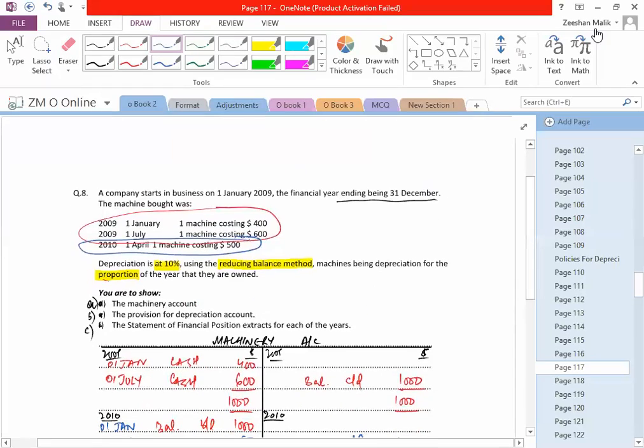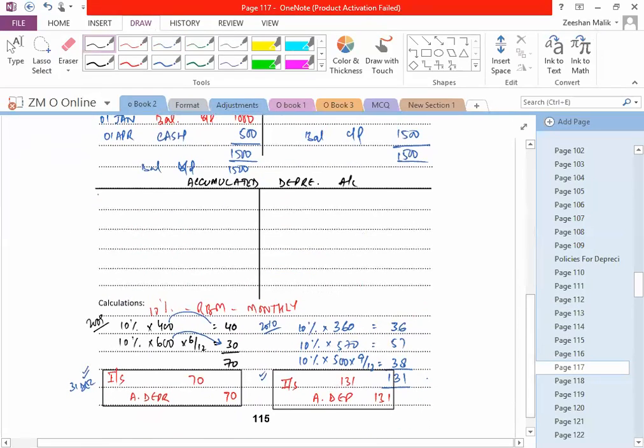So here we go for the account. The first year is 2009. Double entry: income statement debit, accumulated depreciation credit, because of income statement on 31st December. That's all. Accounts closed, balance is transferred, balance carried down, balance brought down.